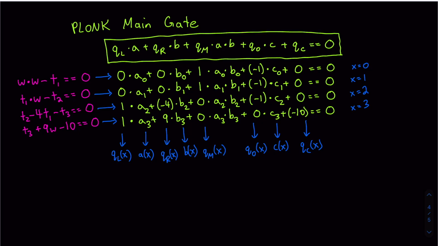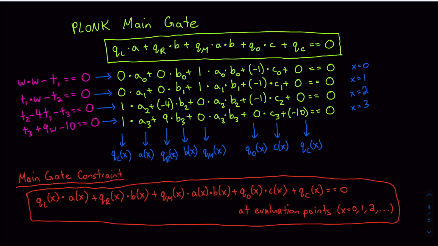With this in place, we can now write a single polynomial constraint. QL of x times A of x plus QR of x times B of x plus QM of x times A of x times B of x plus QO of x times C of x plus QC of x equals 0. Instead of checking each row individually, we now only need to check that this polynomial equation equals 0 at the evaluation points x equals 0, 1, 2, and 3.